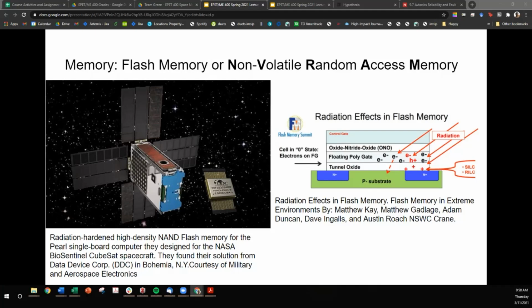So here you'll see a physical manifestation of a flash memory chip. And then on the right, I have a diagram that shows flash memory, but then the radiation effects in flash memory. It can be that radiation changes the charge of some gate, which affects the memory inside. So this cell in a 0 state can flip to be in a 1 state, which changes and garbles the information that's stored in a flash memory.